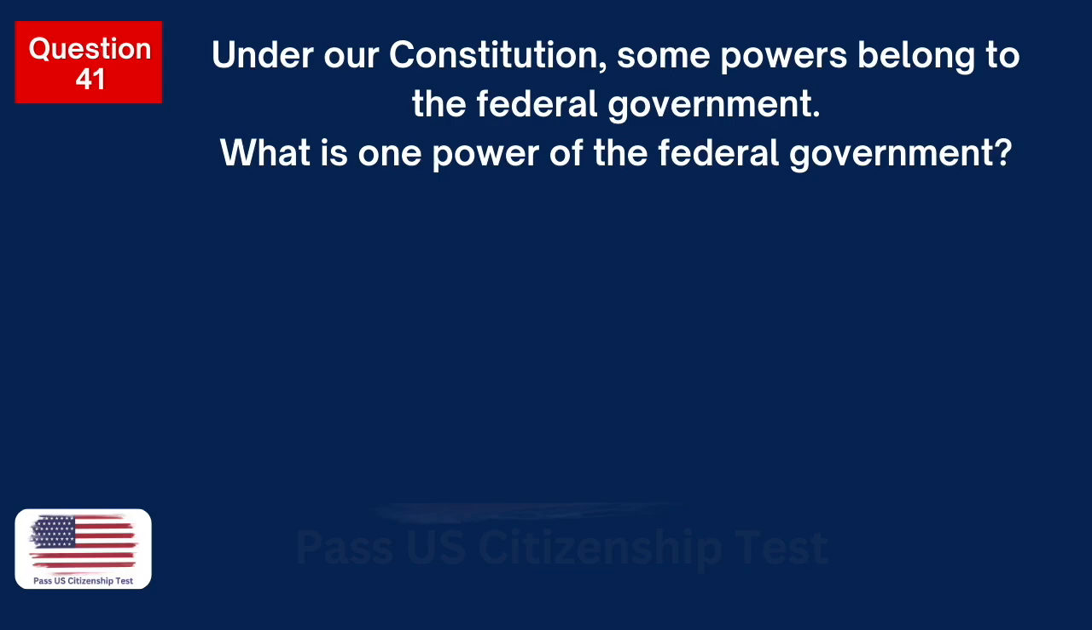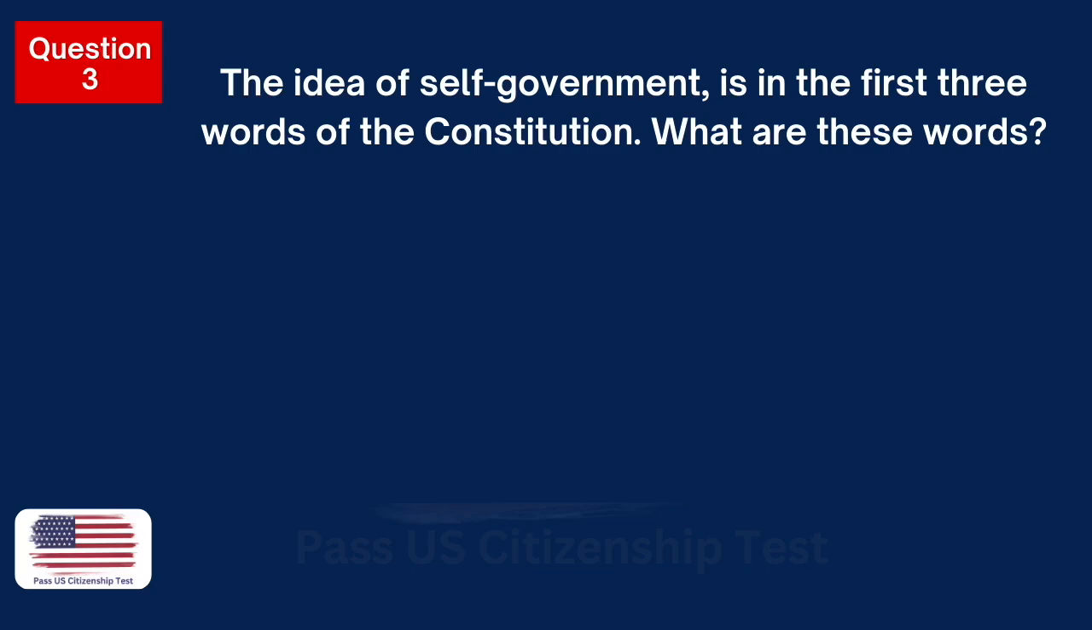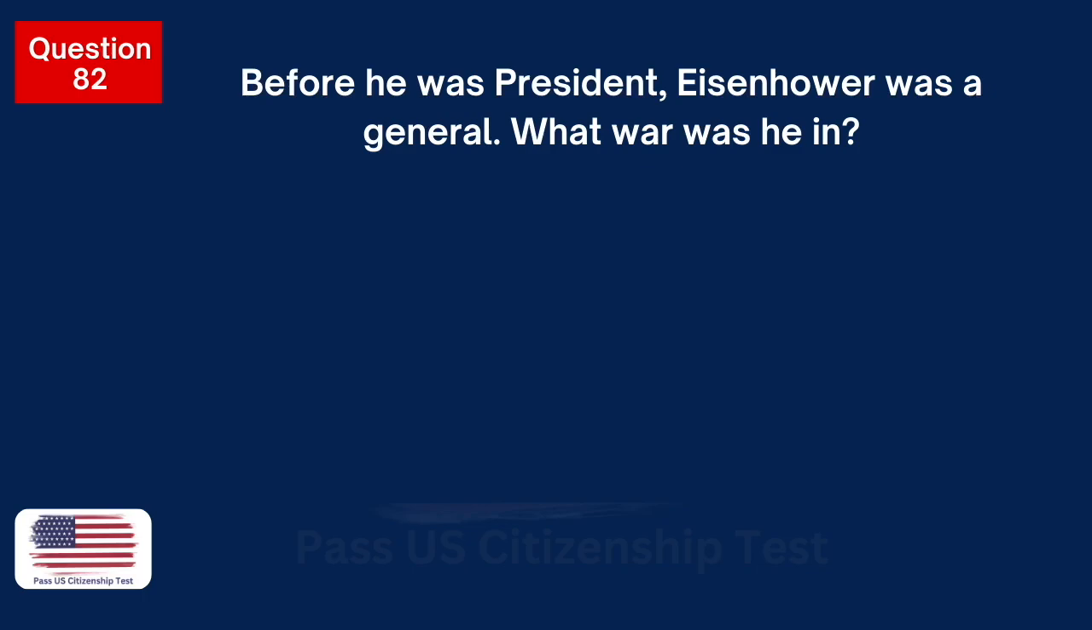Under our Constitution, some powers belong to the federal government. What is one power of the federal government? To print money. The idea of self-government is in the first 3 words of the Constitution. What are these words? We the people. Before he was president, Eisenhower was a general. What war was he in? World War II.